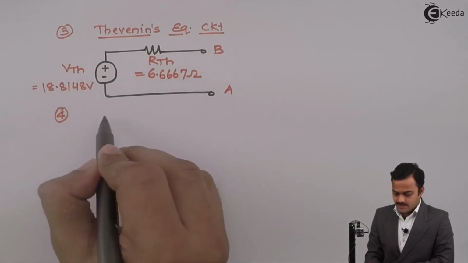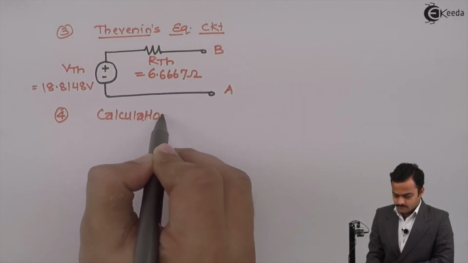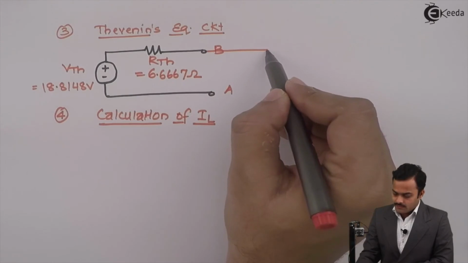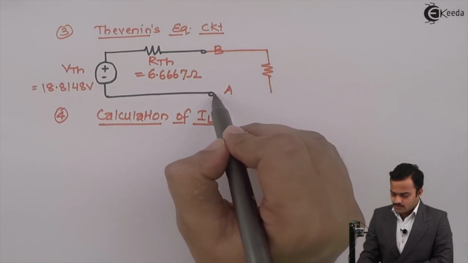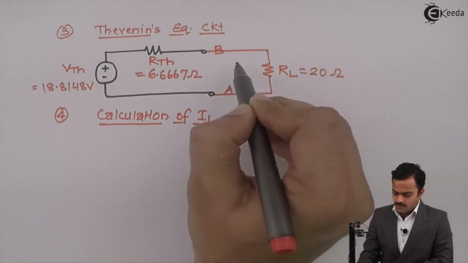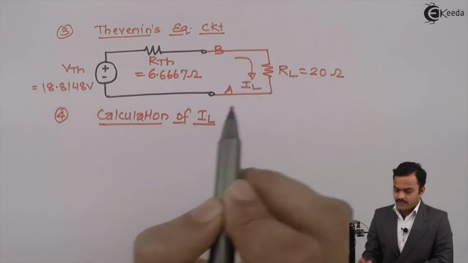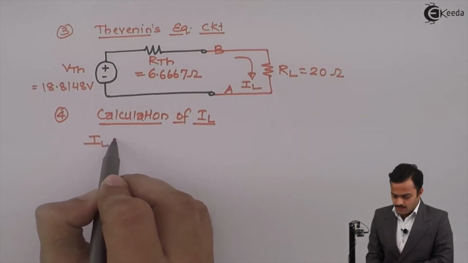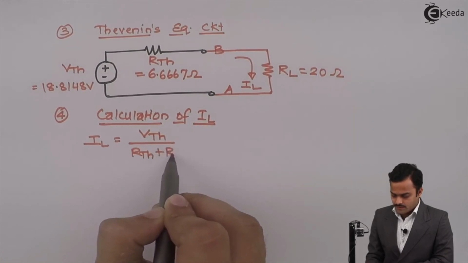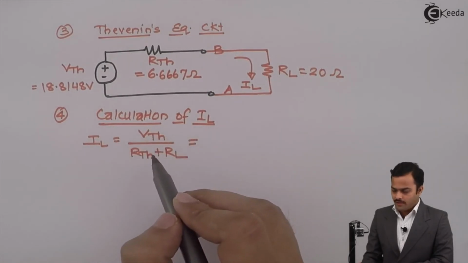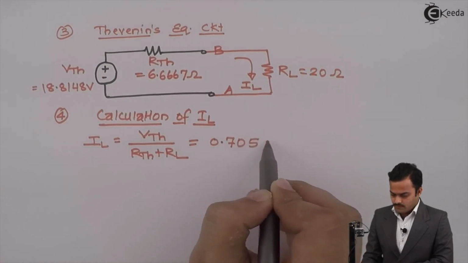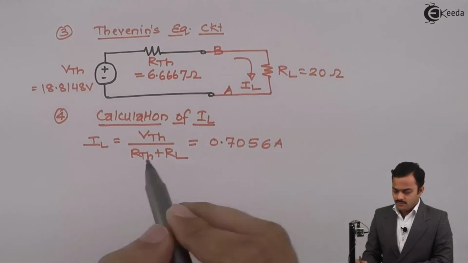And the fourth step is calculation of IL. Remember, we have removed RL while calculating VTH and RTH. So let's connect it back into the circuit. So RL is 20 ohm and this is the current that we are supposed to find out. So IL will be VTH divided by RTH plus RL. If I substitute all the values, I will get current 0.7056 ampere from B to A.